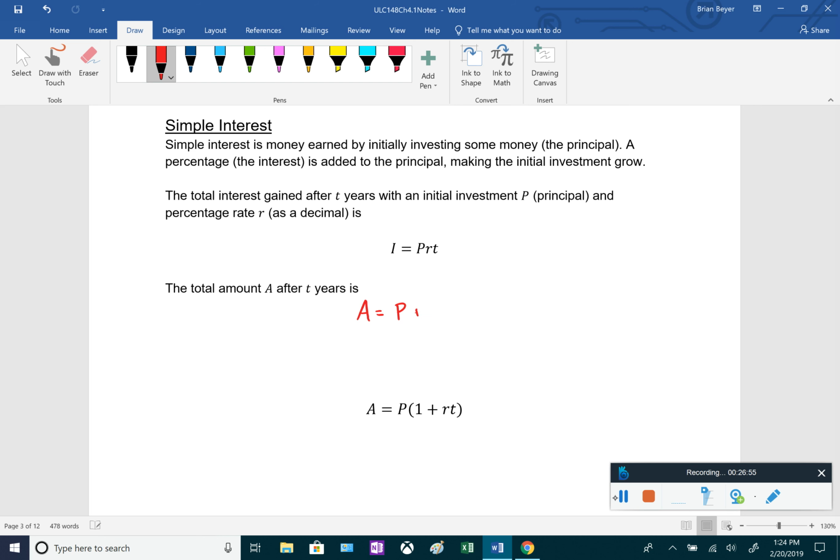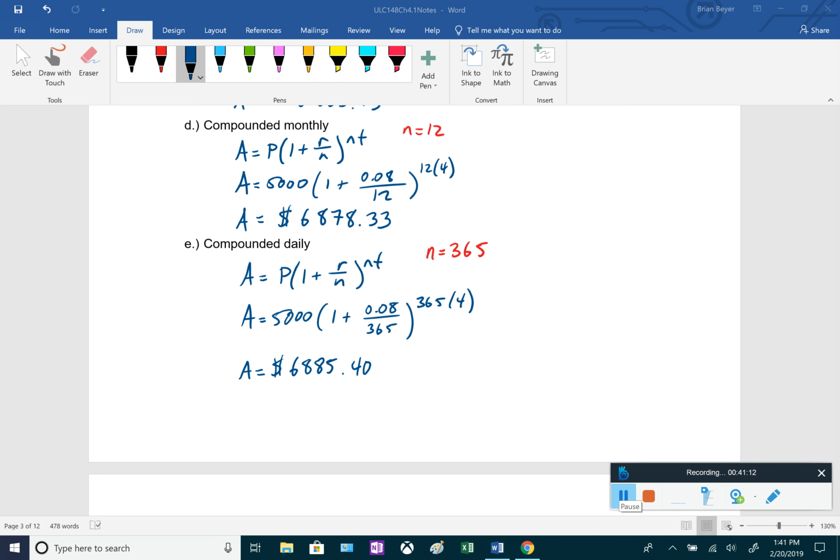So this is actually going to result in $6,885 and 40 cents. Okay, so compare that with monthly, which is still on the screen here. Monthly was 6,878. This was 6,885, which is not that much more, which you probably would think would be a lot more because of the amount of compounding periods, 365 compared to 12, but it actually ends up not being that much more.